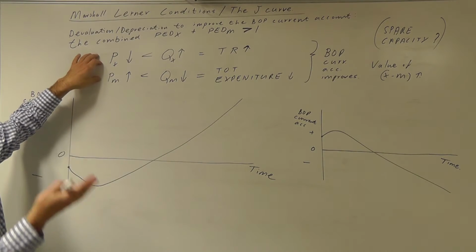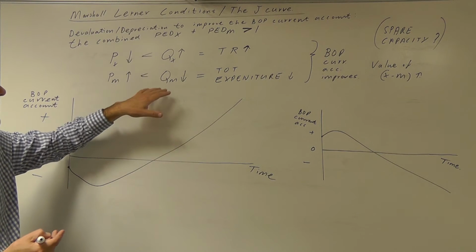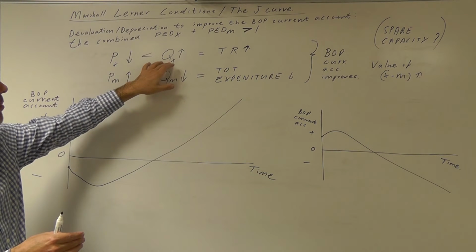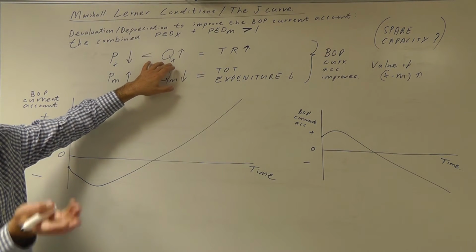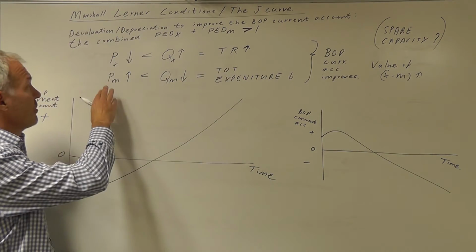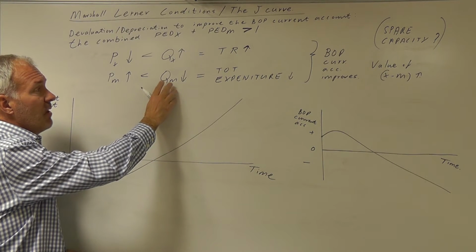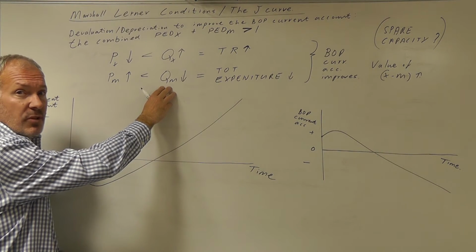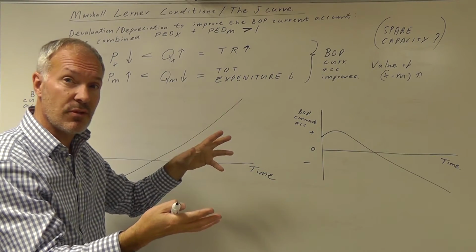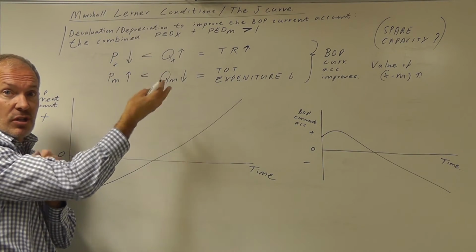So what we want is this situation here, Marshall-Lerner conditions, where the demand for imports and exports is elastic. So if the price falls, say, 10%, the quantity demanded for exports increases by more than 10%, say 15%, and then the total revenue will increase. And if the price of imports increases 10%, say the quantity of imports falls by more than 10%, say 15%, then the total expenditure is going to fall and the balance of payments will improve. So that's simply what we mean by this important rule, the Marshall-Lerner condition.